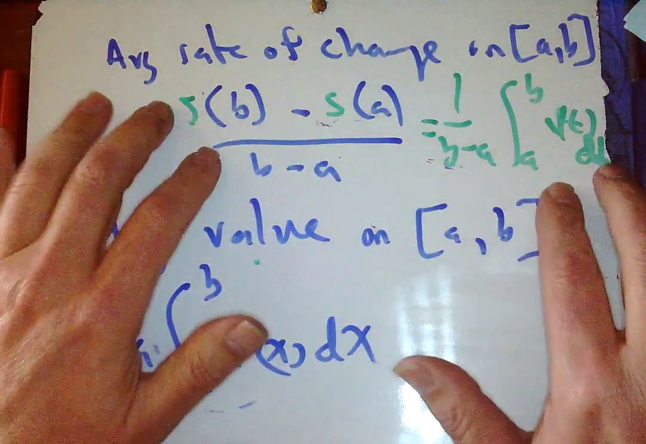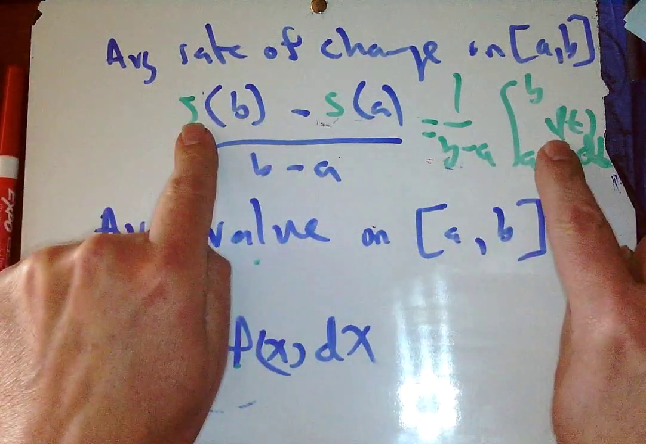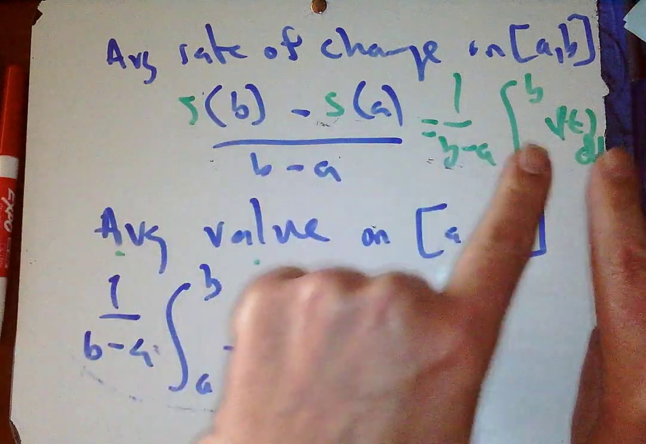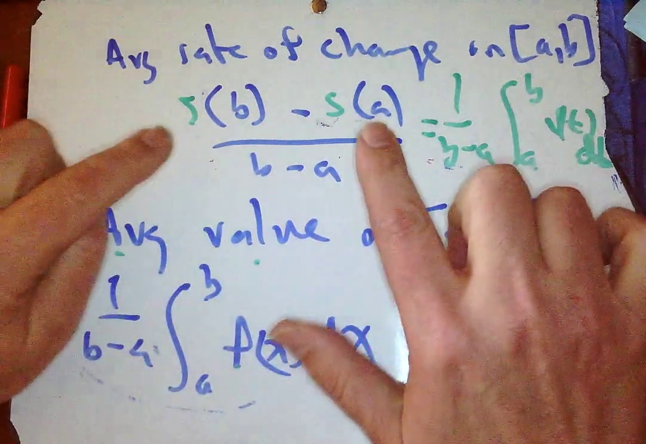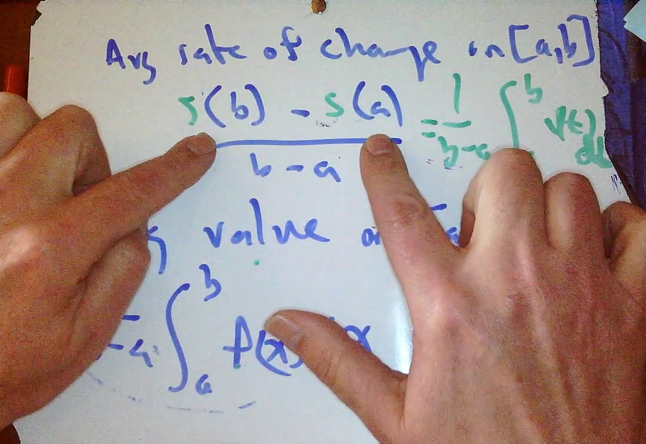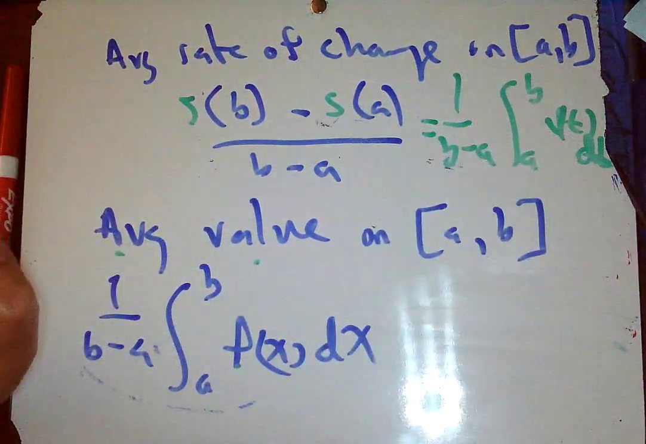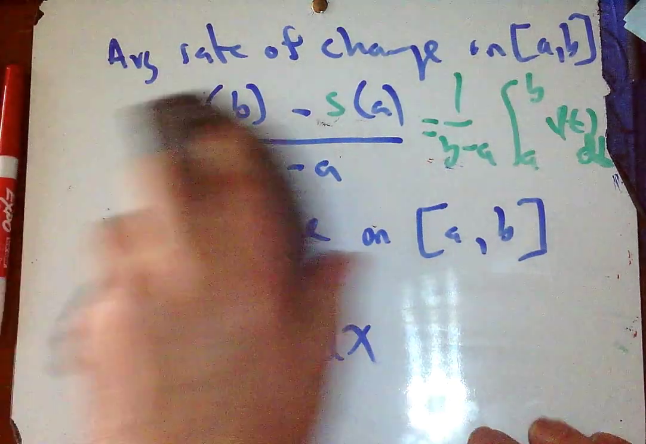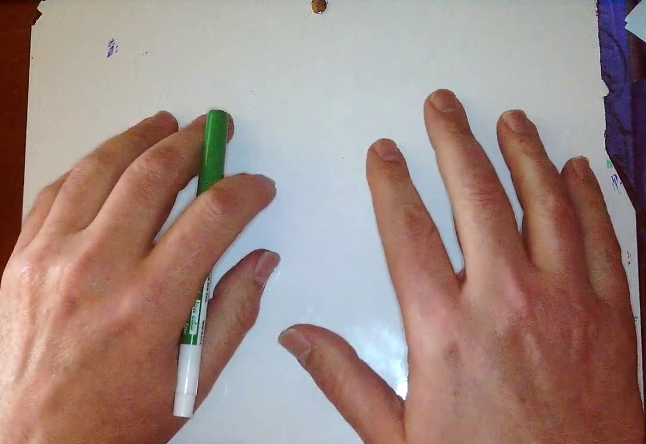Okay? So yes, these are equal to each other, but only because I'm using two different functions. Average value of the given function gives me the average value of velocity. Average rate of change on position with respect to time is giving me average velocity given the position function. But you have to pay attention. Is the question asking for average value or average rate of change? And by the way, if you're not paying attention to average value versus average rate of change, you'll probably get those wrong.